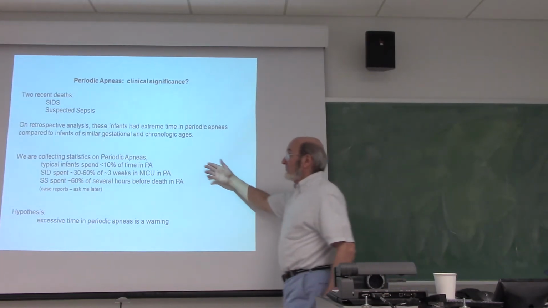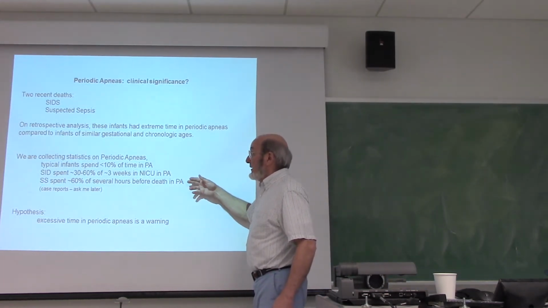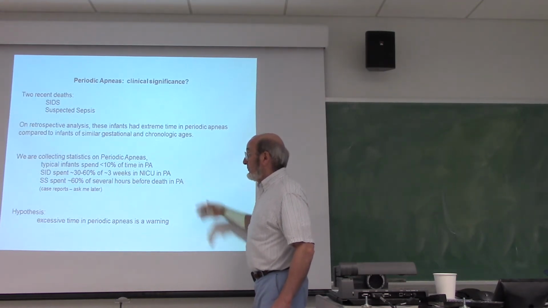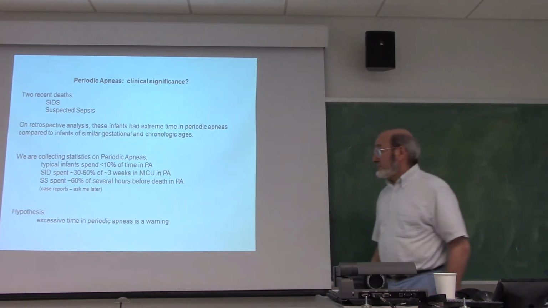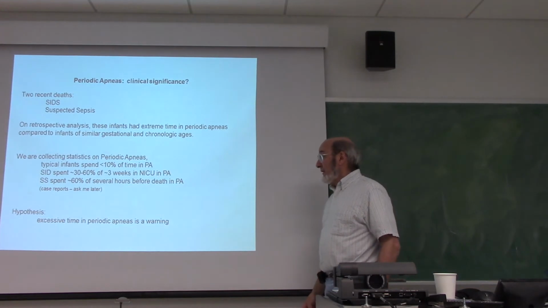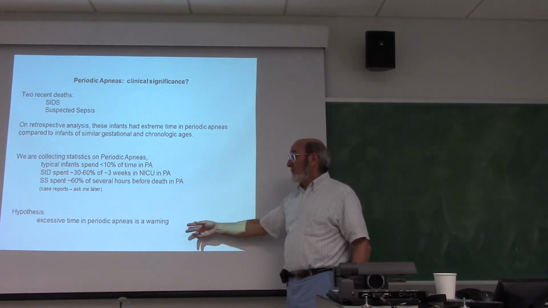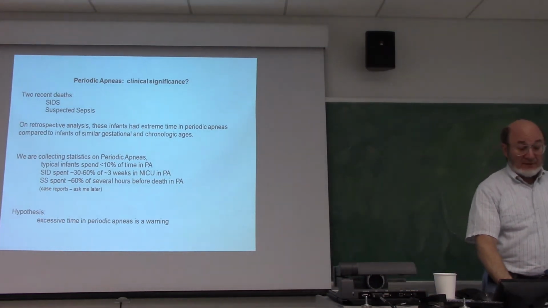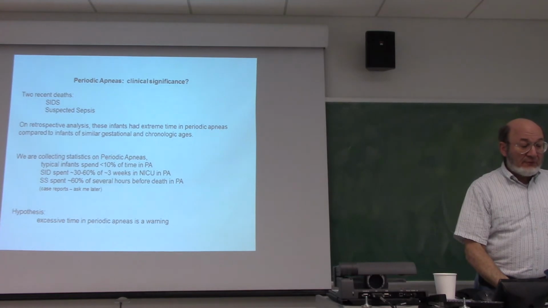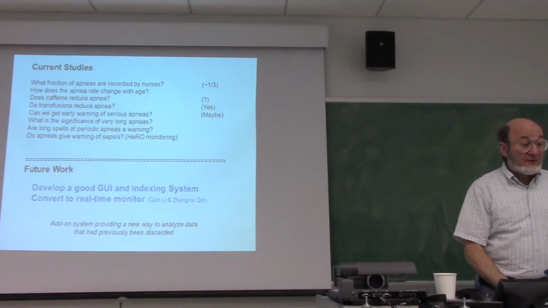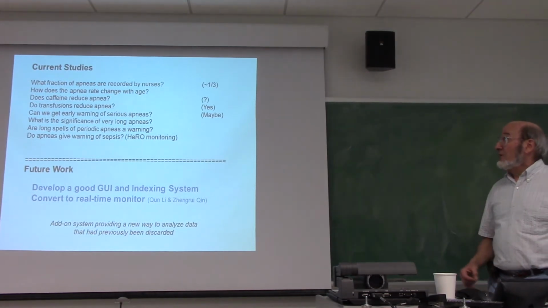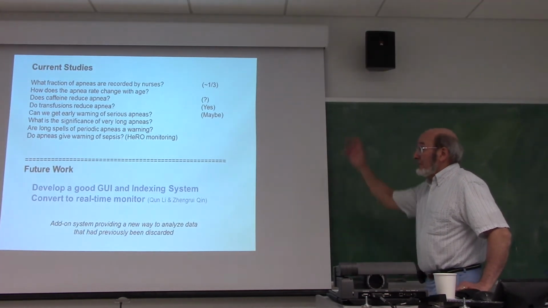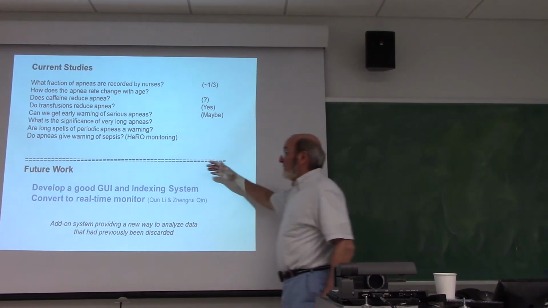So we're collecting statistics on periodic apneas, and we think that, well, the hypothesis is that excessive time in periodic apneas is a warning that something is wrong. What is wrong, we don't know, but anyway, that's continuing research. So lots of continuing studies. What needs to be done?